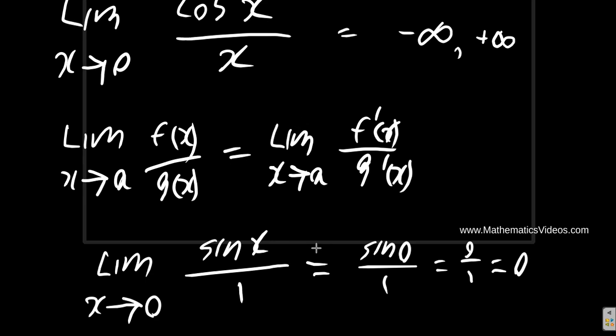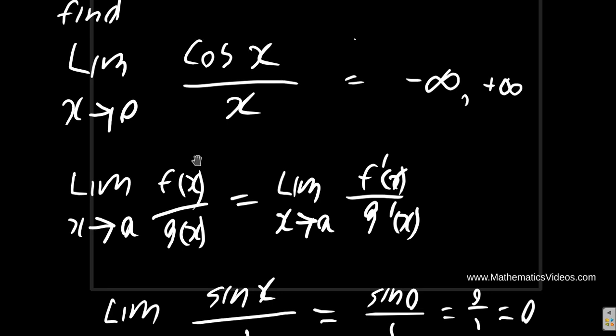Alright? So, that's what you can say about the limit as x tends to 0 of cos x divided by x. It doesn't exist.